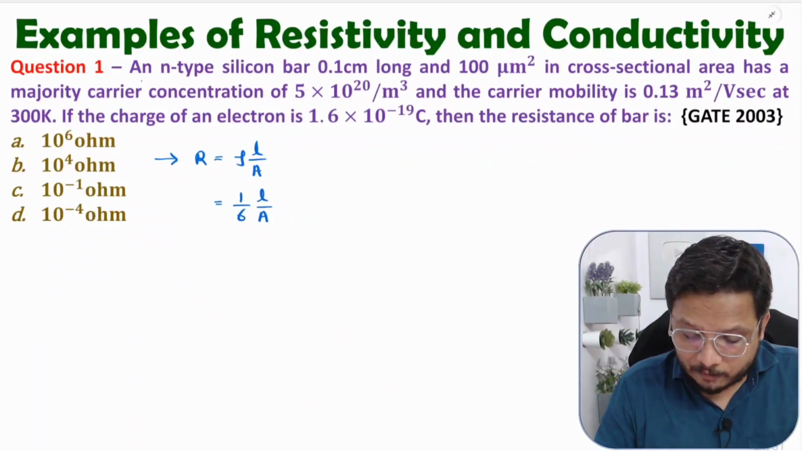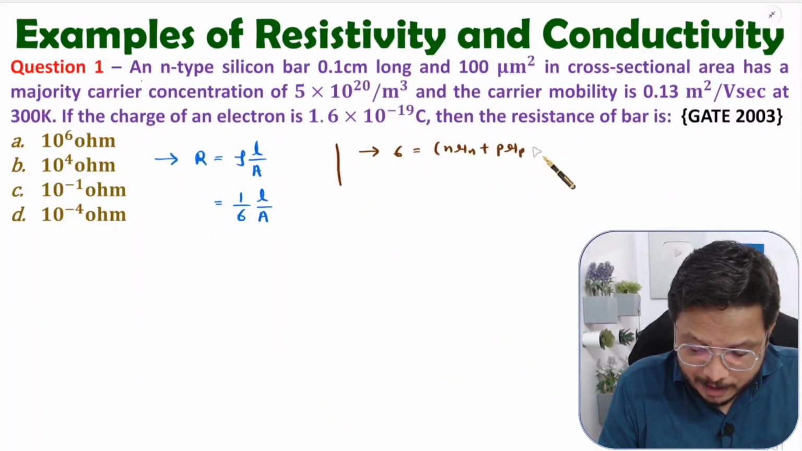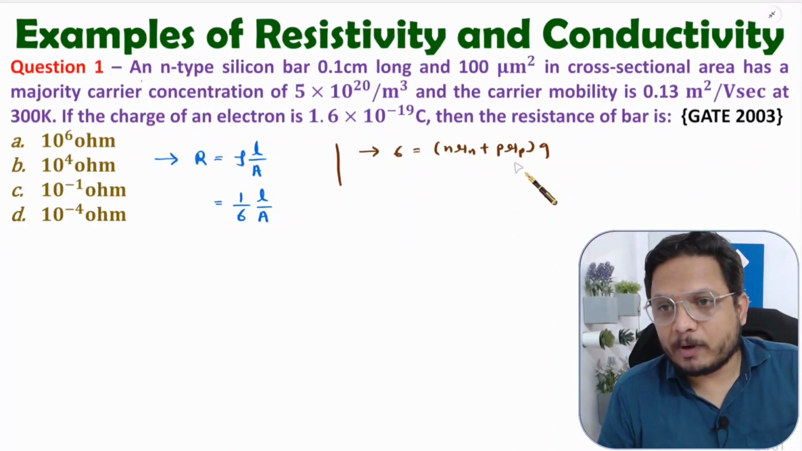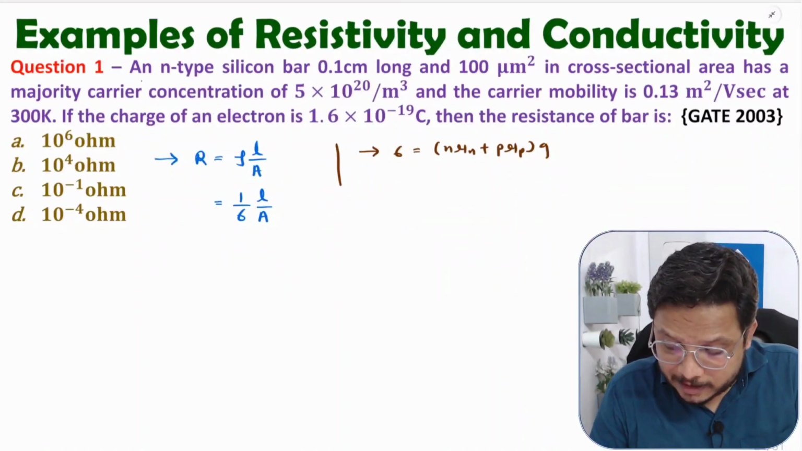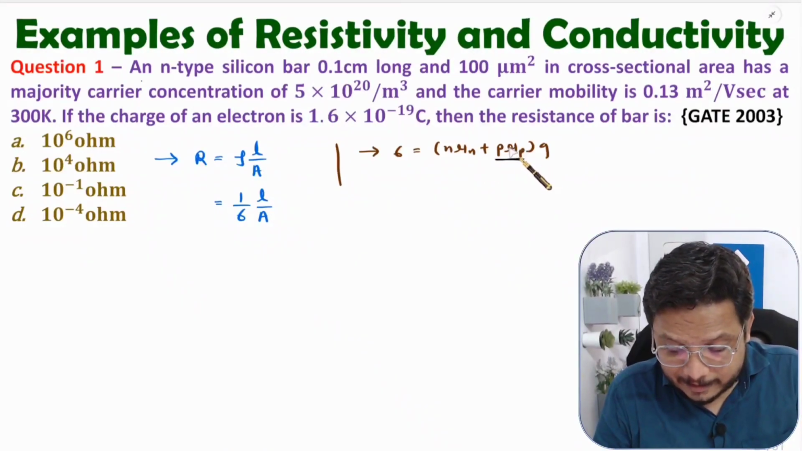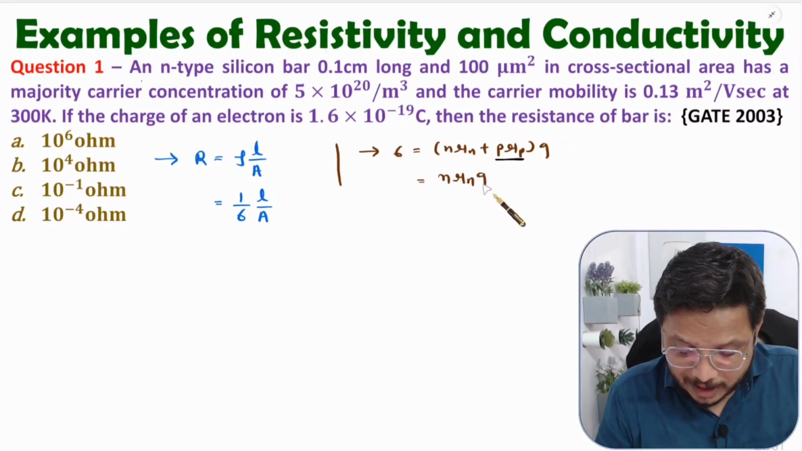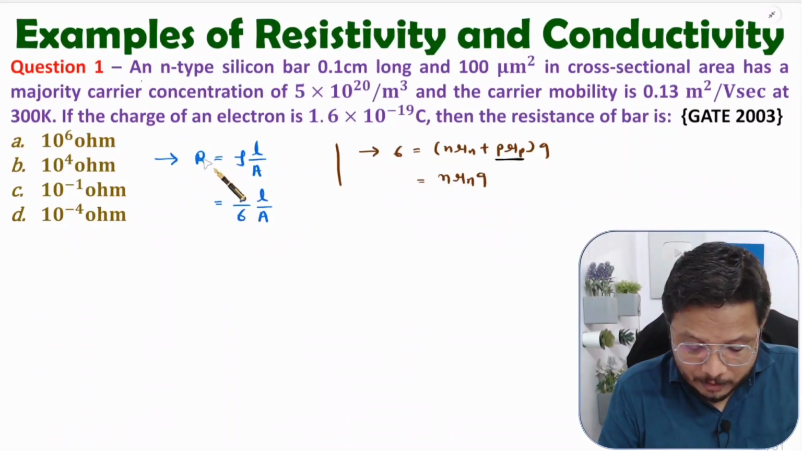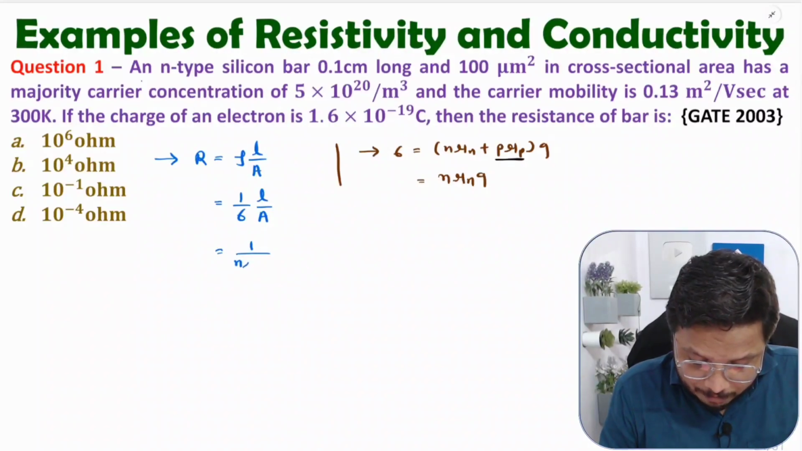Now what is conductivity? For that, let me explain those things separately. See, conductivity, that is (n mu n plus p mu p) into charge, right? That is what we have derived in my theory video. Now see here, n-type silicon that is given to you. In n-type silicon, this portion p mu p will be very small compared to this, so you need to neglect this, right? So you can say this conductivity is n mu n into charge. Now we need to place this over here so that you can have the resistivity calculation. So resistance, that is 1 divided by n mu n into charge, into L divided by A.